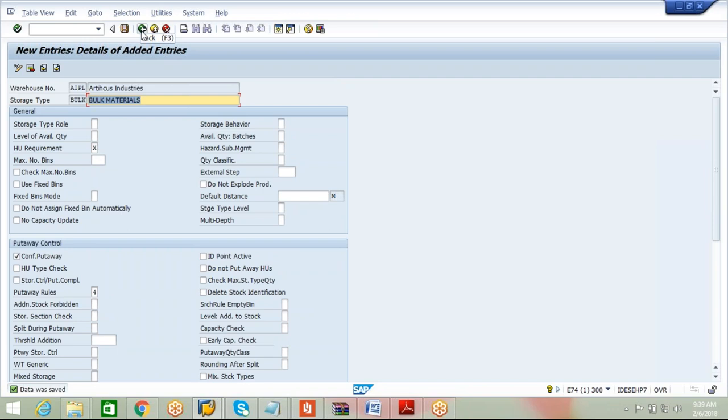Now, these are the final destination storage types. And I require staging areas. Say, for example, first I receive goods near the door. I want to keep the products there before doing the put away. For that, I need a staging area. Okay, that we will create.